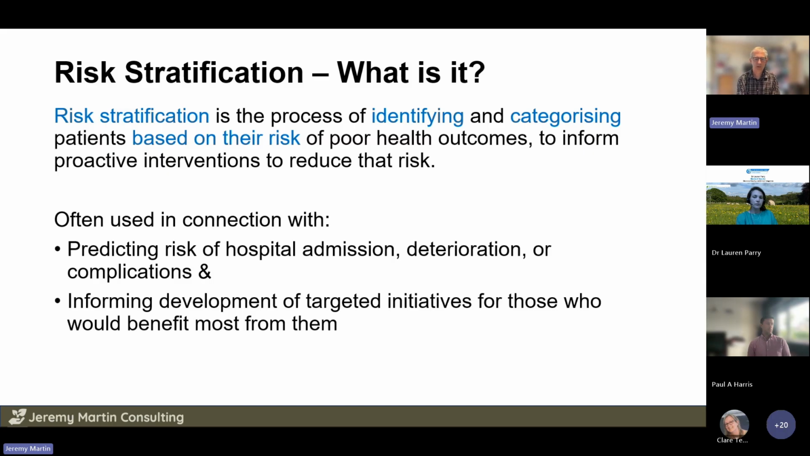But it can also be used to predict the risk of other health outcomes, such as deterioration or risk of complication or progression of disease. And most importantly, then, giving you insight into some of the interventions that you might then develop to help people that the risk stratification has identified to reduce their risk, but also reducing the utilisation of health services in the future, either within primary care or within a hospital or elsewhere.